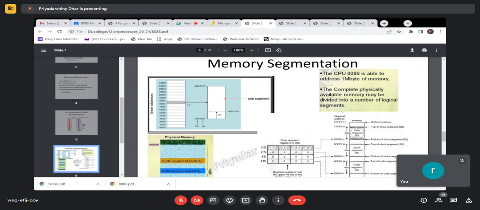Already I have explained this: the 8086 microprocessor can access 1 megabyte of memory. To access this memory, the microprocessor requires 20 address lines. Now, for the 8085 microprocessor, we have a 16-bit address line.